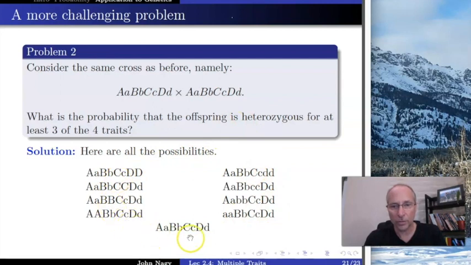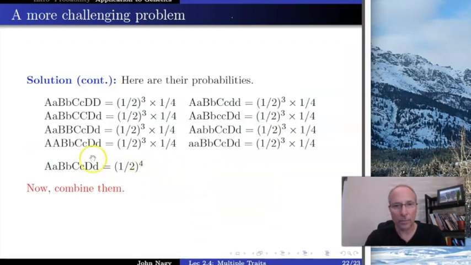The only one that's different is this one. In this one, we have 1/2 times 1/2 times 1/2 times 1/2. So in this case, it's 1/2 to the fourth power, because again, big D, little d, cross big D, little d, gives us heterozygous 1/2 of the time. So that means we have to add that together, and now we have 1/2 to the fourth power.